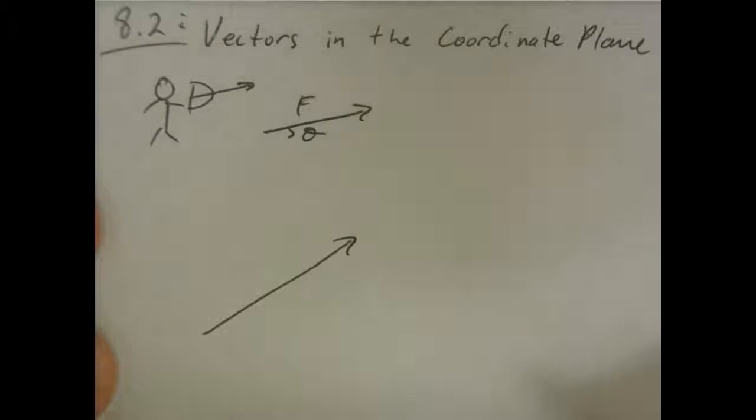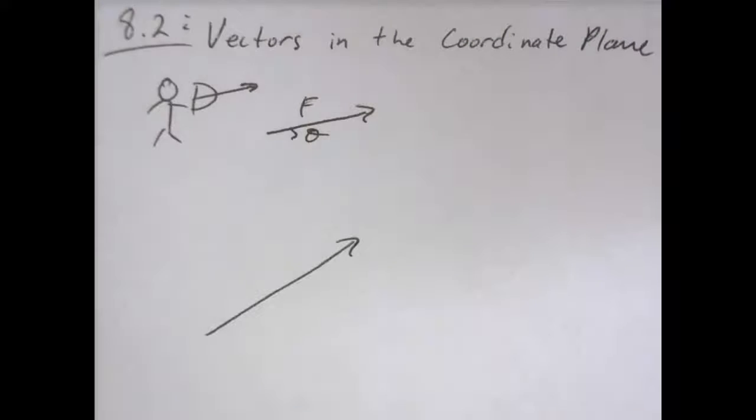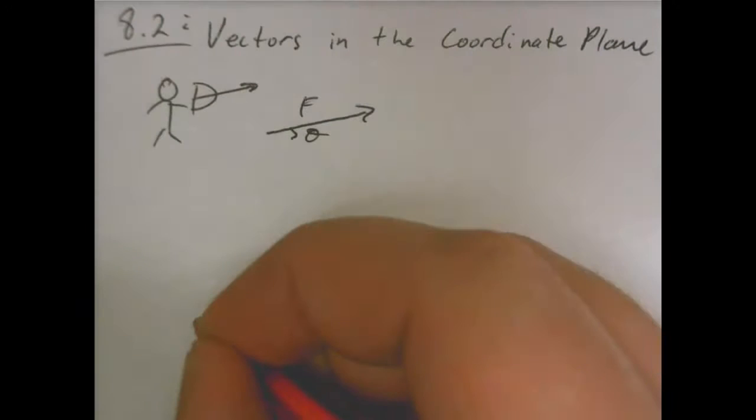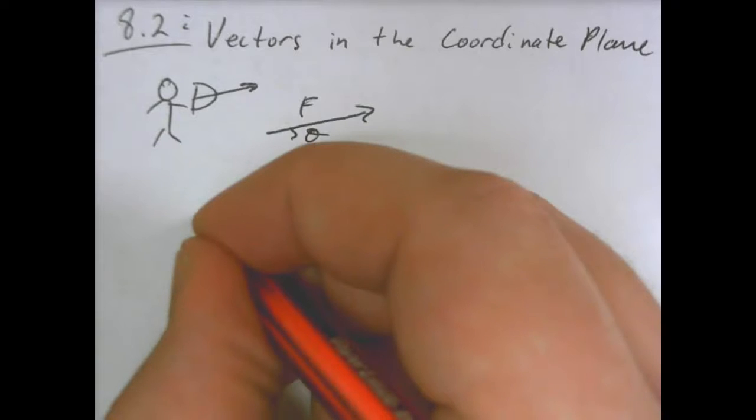All that magnitude means is just strength, like the magnitude of an earthquake or magnitude of a volcano, or how big something is. So how big this vector is: it goes from there all the way to there. That would be considered the magnitude.